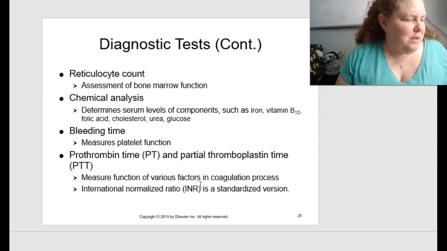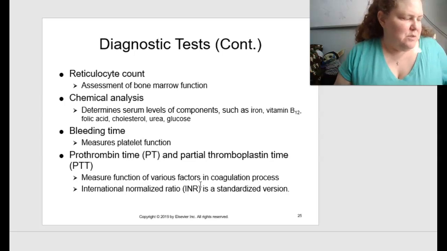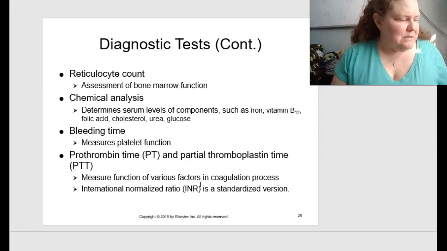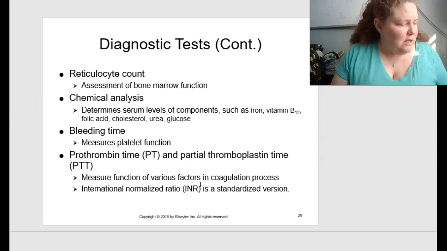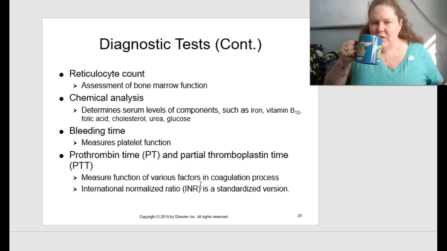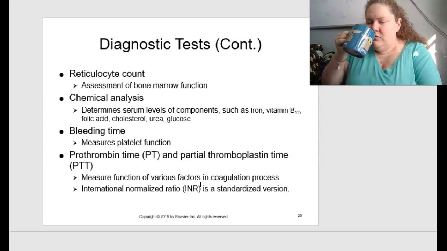So basically, on page 195, it says blood clotting disorders can be differentiated by tests such as bleeding time, which again measures the platelet function, which is the time to plug a small puncture wound. The prothrombin time, or the international normalized ratio, the INR, measures the extrinsic pathway. The partial thromboplastin time measures the function of various factors in the coagulation process. And so they're all used to monitor anticoagulant therapy, and the reference values for these tests are best established by individual patients based on their health history. So again, that's on page 195 of your book.